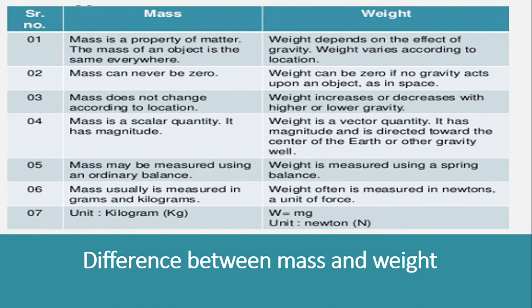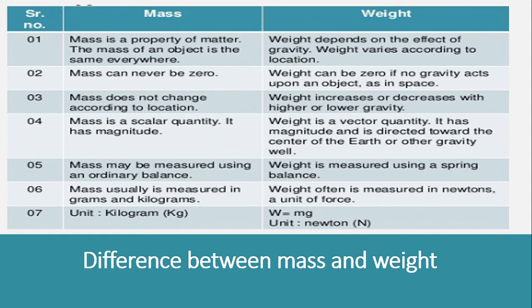Let's just say if we keep the same planet, if we are talking about Earth, the gravity is different at Antarctica and at India or Pakistan or even in the US. So this is where the difference comes. Weight is again a vector quantity. It has magnitude and direction, where direction is towards the center of the Earth, or in daily life what we say is downwards. Weight is measured using a spring balance.